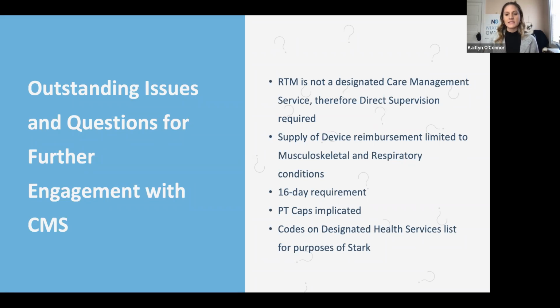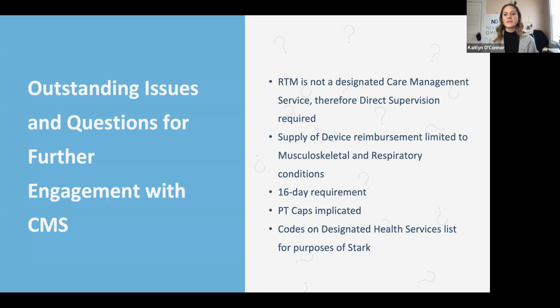If you're familiar with the physical therapy caps on services in the physical therapy space for Medicare patients, you may or may not be glad to know that those will apply to RTM when the service is billed by a physical therapist. If you don't know the details on that, definitely reach out to us. Casey Papp, who is answering questions in the chat right now, is an expert on that, and she'll be happy to answer any of those questions that you have.